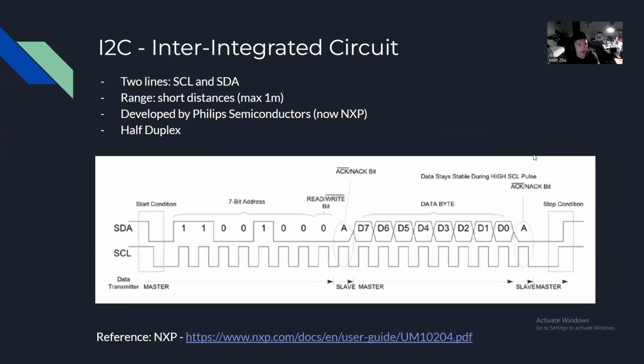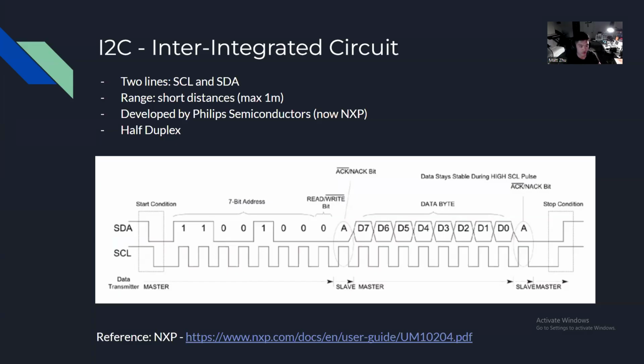So we'll start with I2C. I2C is half duplex, meaning that only one device can send data at a time. It was developed by Philips Semiconductors, now known as NXP. And then usually it's an interboard communication protocol, meaning that two ICs will send data between each other. And then it's composed of two lines, SCL and SDA, serial clock and serial data.